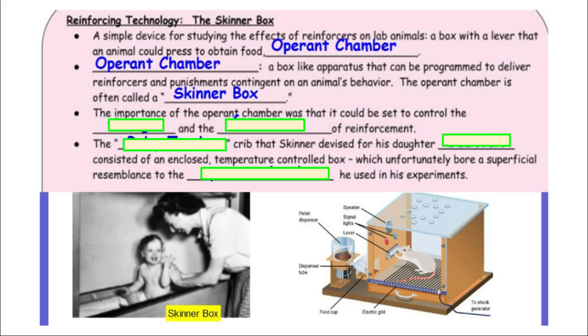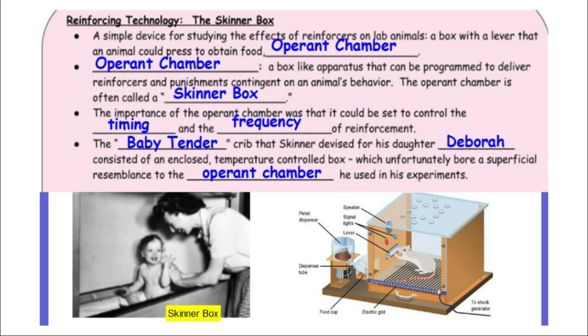And the importance of the operant chamber was that it could be set up to control the timing and the frequency of that reinforcer. If you take a look at the baby tender or the Skinner box that has the baby in it, Skinner devised this for his daughter, Deborah, and it consisted of an enclosure. It was temperature controlled, which unfortunately bore a superficial resemblance to the operant chamber that he used in his experiments, and hence a lot of people kind of associated the two together. Not really the same thing.